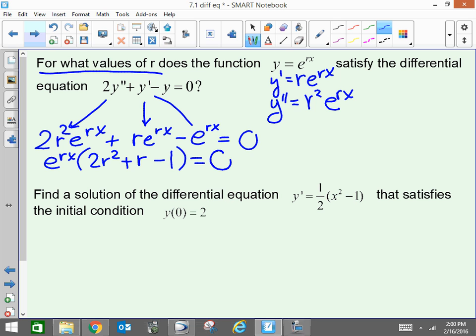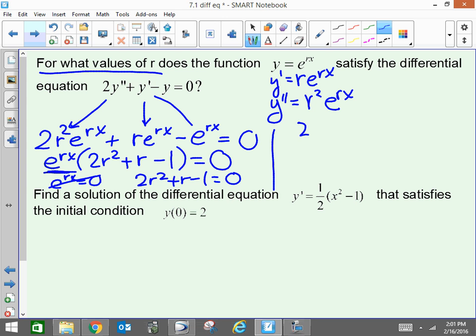Okay. All right. Now, remember, when we have 0, okay, what? Is this not going to equal 0? No. Okay. So, right, e to the rx is never going to be 0. But 2r squared plus r minus 1 is equal to 0.